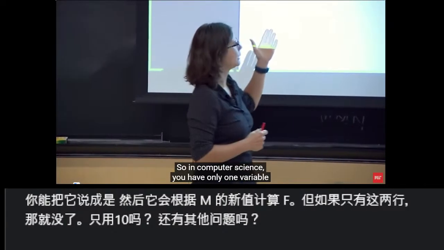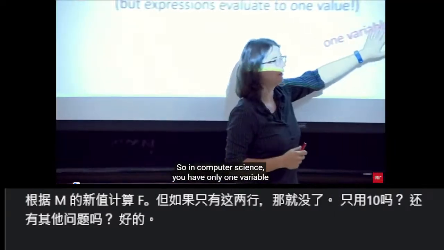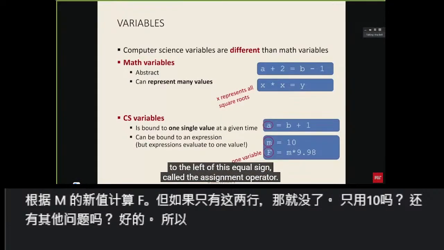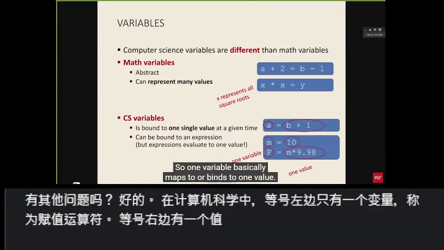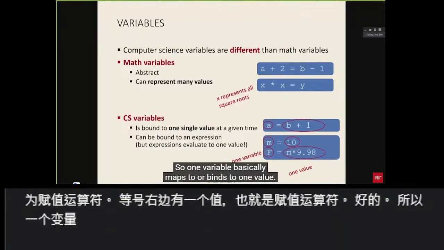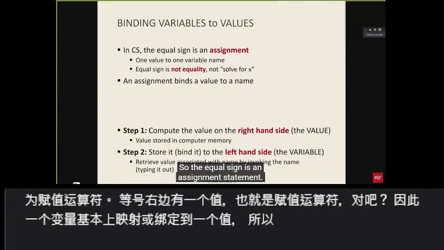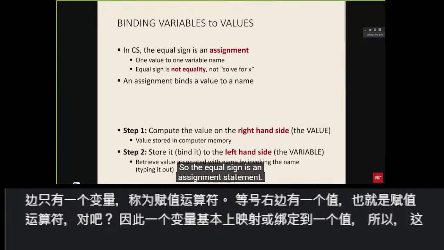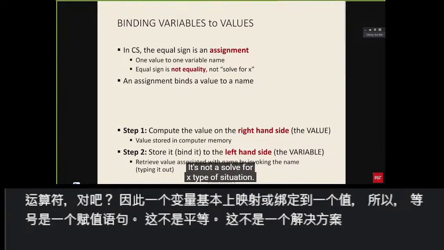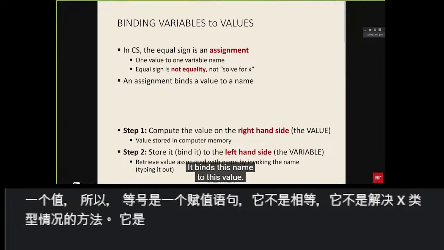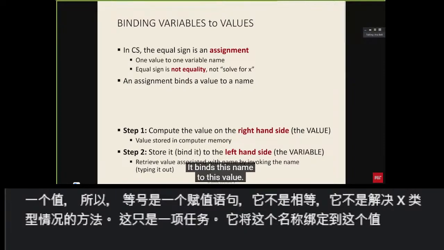So in computer science, you have only one variable to the left of this equal sign, called the assignment operator, and you have a value to the right-hand side of the equal sign, the assignment operator. Okay? So one variable basically maps to or binds to one value. So the equal sign is an assignment statement. It's not equality. It's not a solve for x type of situation. It's just an assignment. It binds this name to this value.